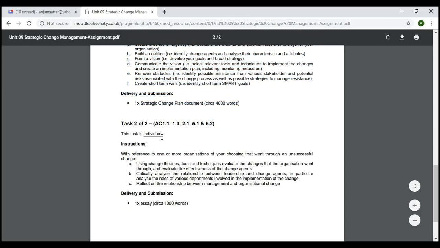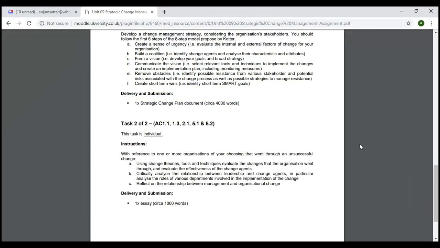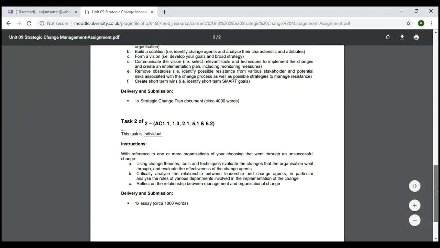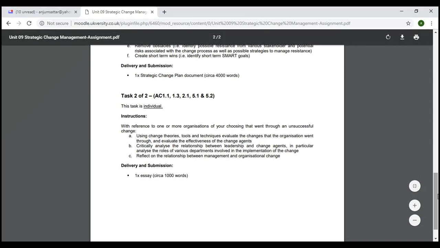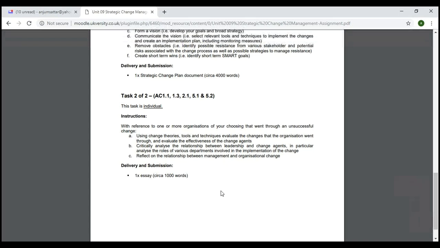No? Okay, what about task 2? With reference to one or more organizations of your choosing that went through an unsuccessful change. Think about, normally I've quoted a good few times, Nokia, reducing the cost on research and development. That change was very unsuccessful. It squeezed the organization. So we need to look around. There are a number of examples of organizations that failed.